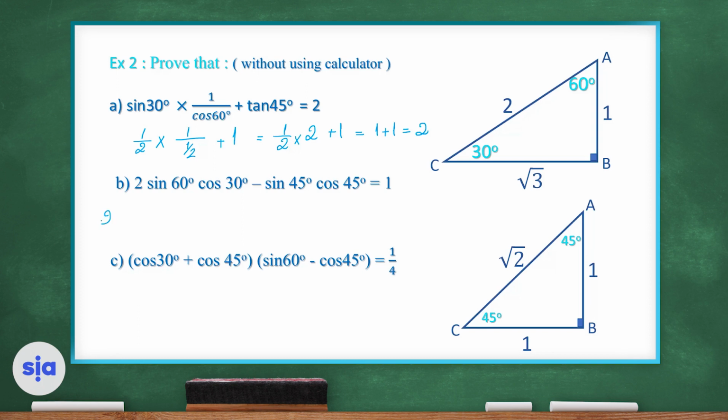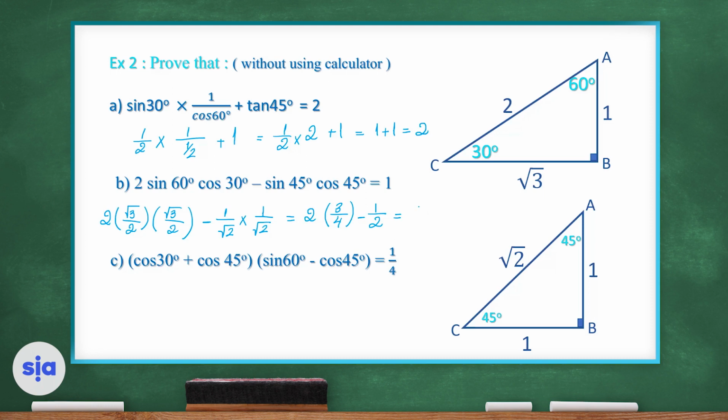Question B, 2 times sine 60, which is square root of 3 over 2, times cosine 30, which is square root of 3 over 2, minus sine 45, which is 1 over root 2, times cosine 45, which is 1 over root 2. If you want to simplify this, it would be 2 times 3 over 4 minus 1 over 2.